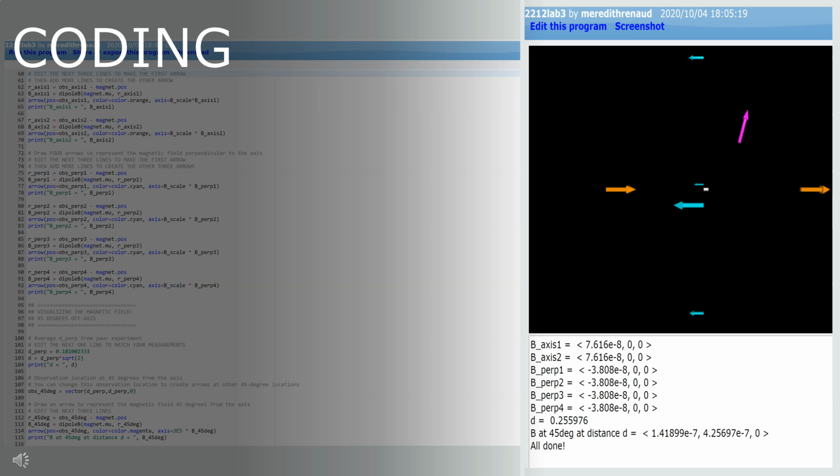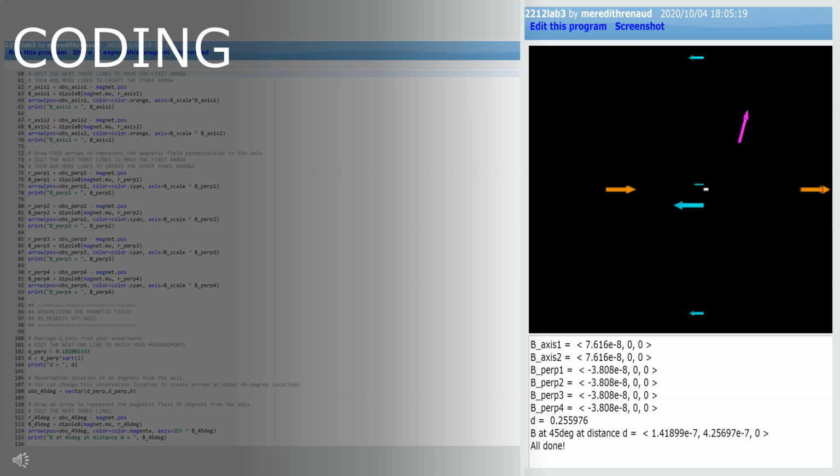I'll explicitly talk about r-axis 1. For r-axis 1, I did the observation axis minus the magnetic position, because that would be your final minus your initial position. Then to find the b-axis, I called my dipole B function in order to find the field value. The arrow position would be the observation location at the end. I wanted the color to be orange since that would be on axis, and the axis would be the B scale, since it was too small to see originally, times the B axis 1. And then I printed that in order for you to see the values.